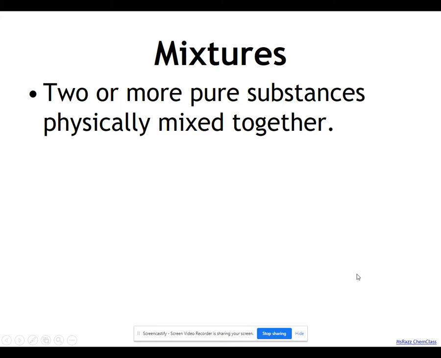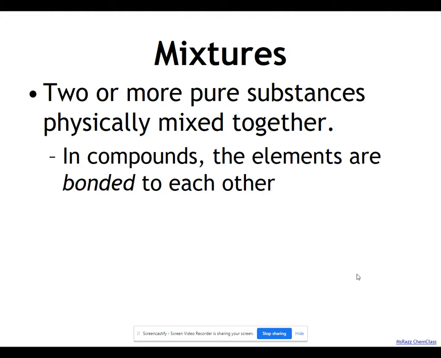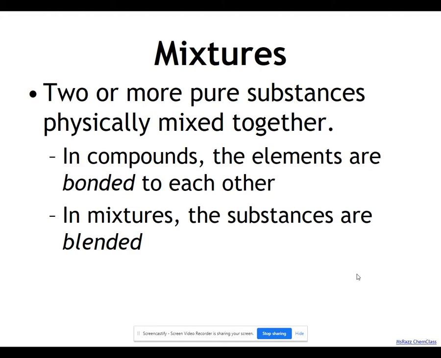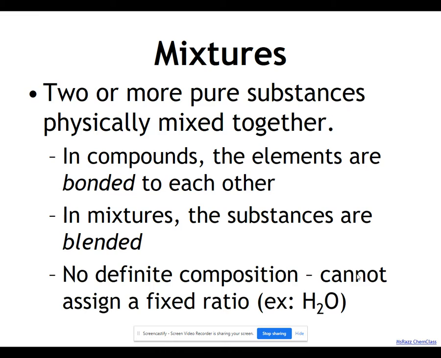So mixtures are two or more pure substances physically mixed together. In compounds, these elements are bonded to each other. In mixtures, the substances are blended. So mixtures are blended. There's no definite composition. We don't assign a fixed ratio.